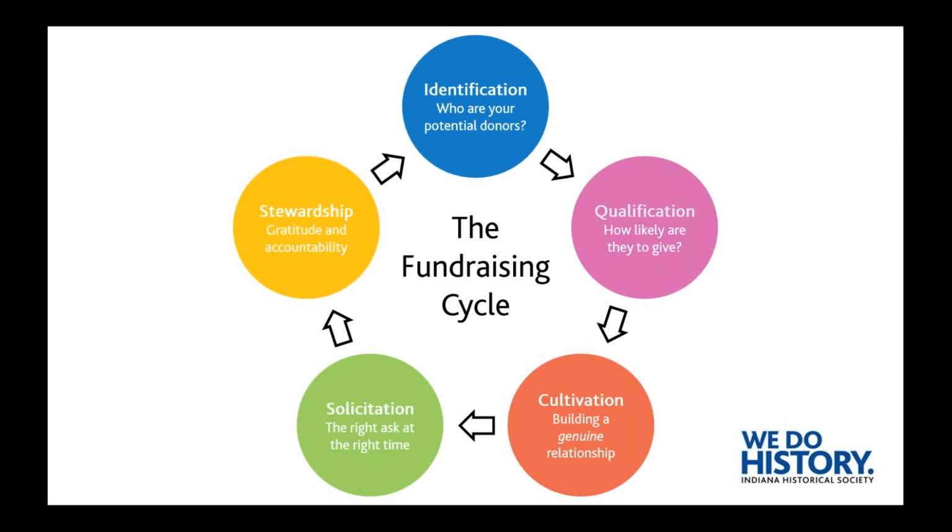So, fundraising operates in a continuous relationship-based cycle. It starts with identifying potential donors to your organization. As you identify prospects, it becomes time to qualify those donors to see who are the most likely to give. Then it becomes necessary to cultivate that relationship in a genuine way through cultivation. Once the time is right, you can move into the solicitation. And finally, it's time to properly steward the donor through accountability and gratitude. So let's look at each of these steps individually.